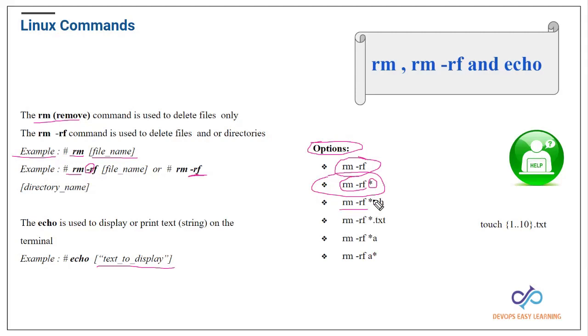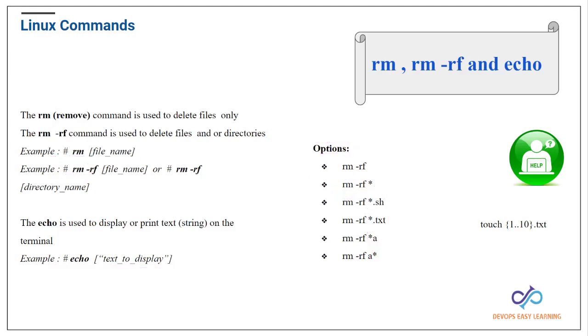rm -rf *.sh means delete everything that ends with .sh where I am right now. And here, delete everything that ends with .txt within my current working directory. And here, delete everything that ends with a within my current working directory, and here delete everything that starts with a within my current working directory, right?